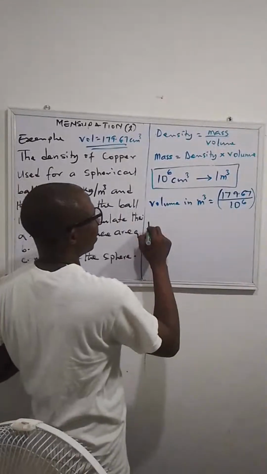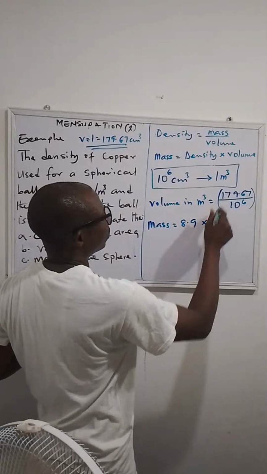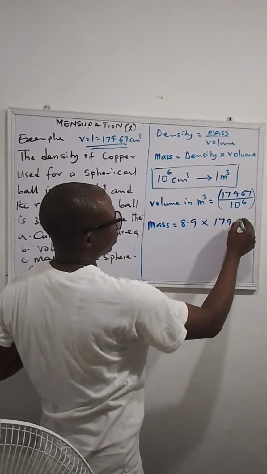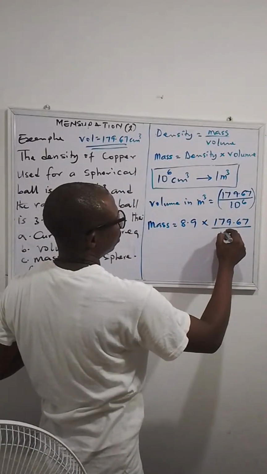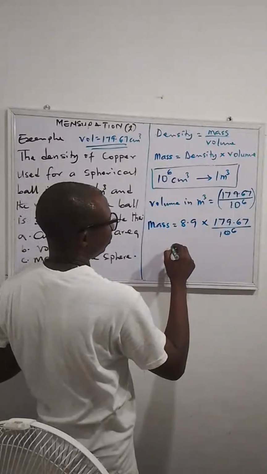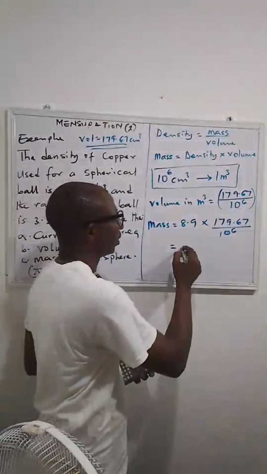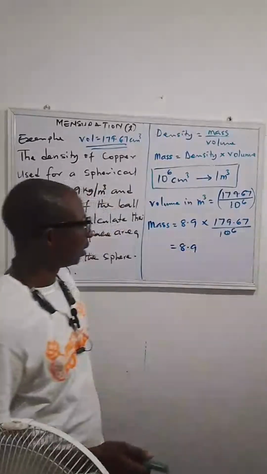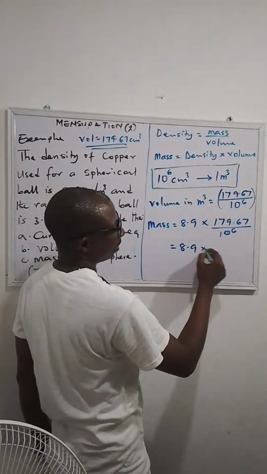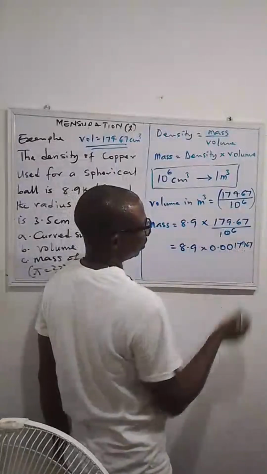Okay, so having this now, we can now find the mass. Alright, so we now say mass is the density, that's 8.9, times the volume, 179.67 over 10 raised to the power of 6, right? Okay, so now what do we have? If we do that, we have 8.9 times... now let's divide this by 1 million, so just move the point 6 times. So that's going to be 0.0017967. Okay?